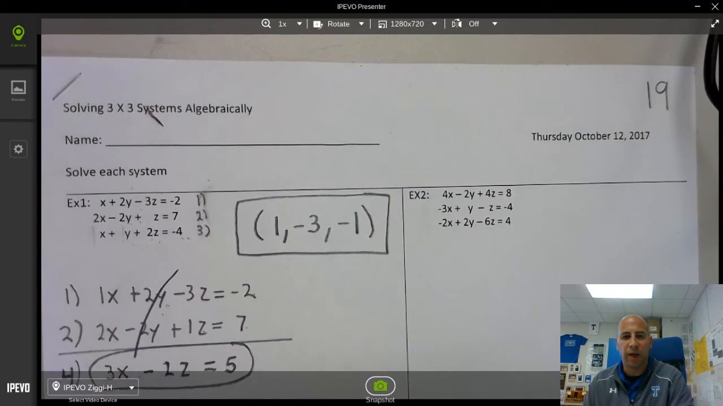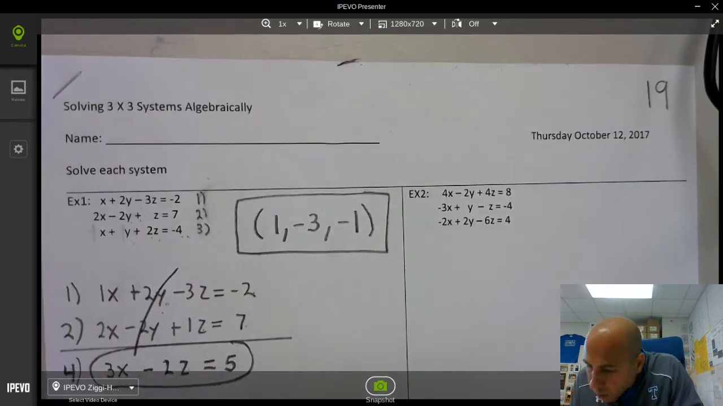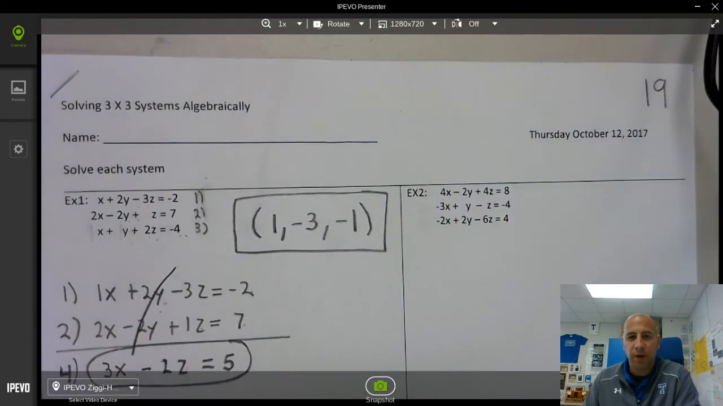Wow, all that for 3 numbers. So much fun. That was awesome. All right, so now let's look at example 2.